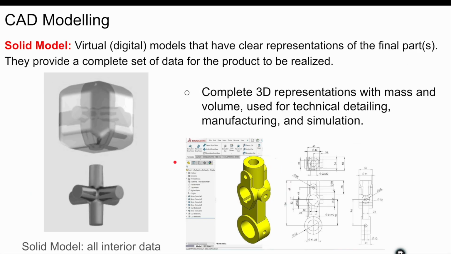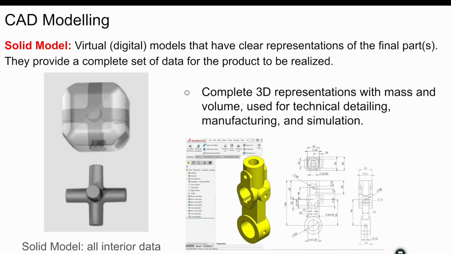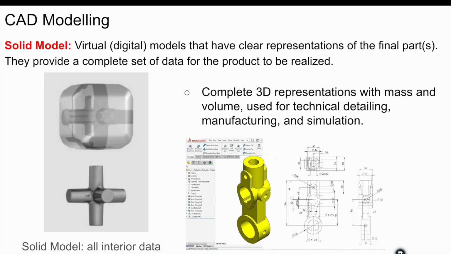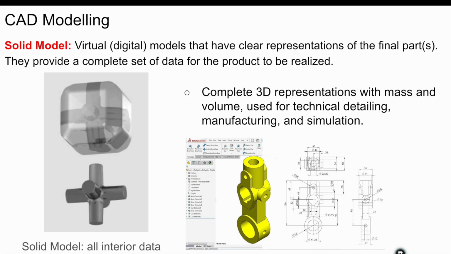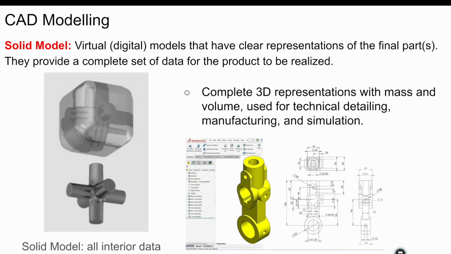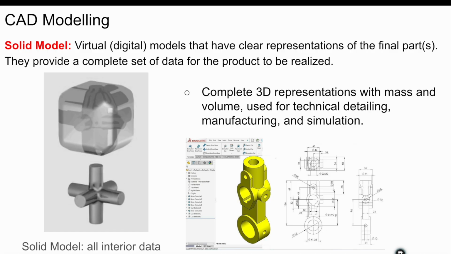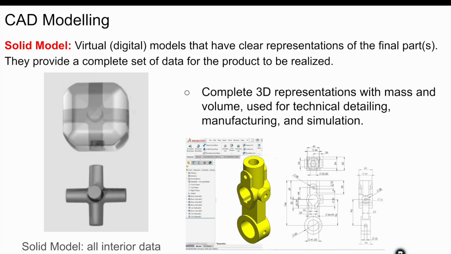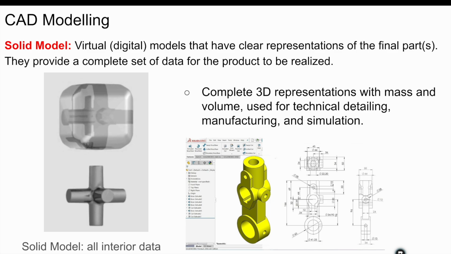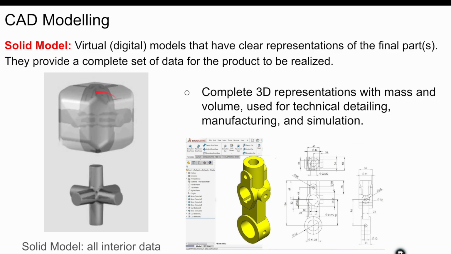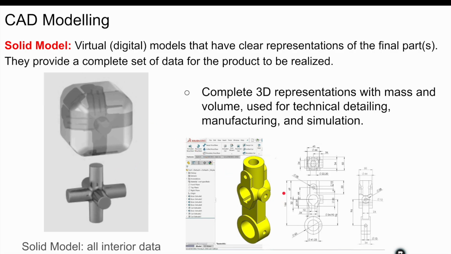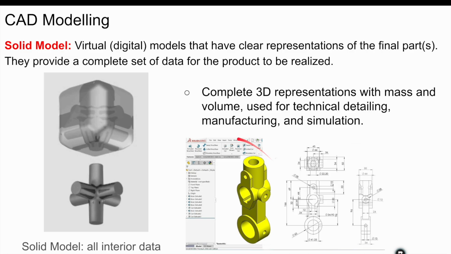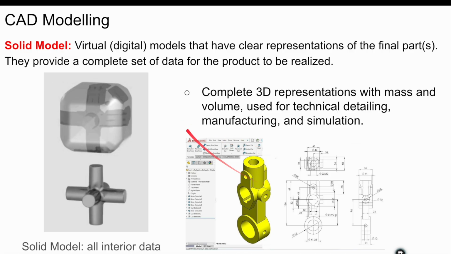Solid models are different. They are models that have clear representations of the final parts. They provide a complete set of data for the product to be realized. Complete 3D representations with mass and volume used for technical detailing, manufacturing, and simulations. And so you can see this, we can see the interior of this particular part, and the same with this. You've got all the data you would need in order to manufacture that particular part.